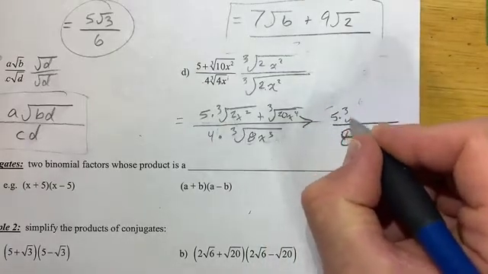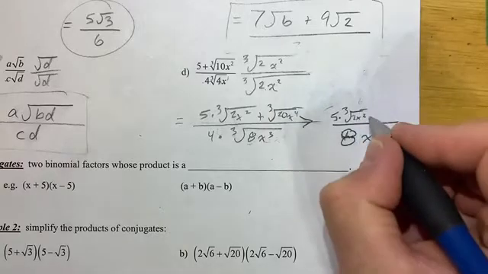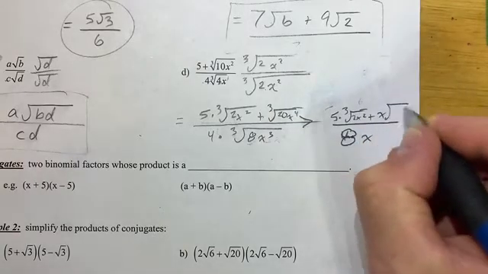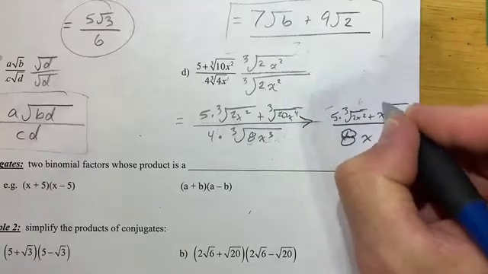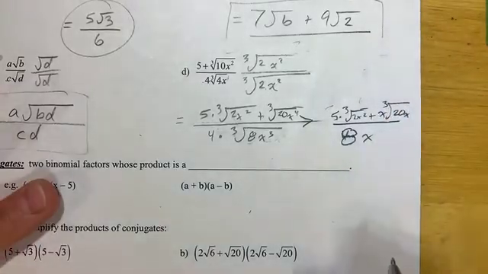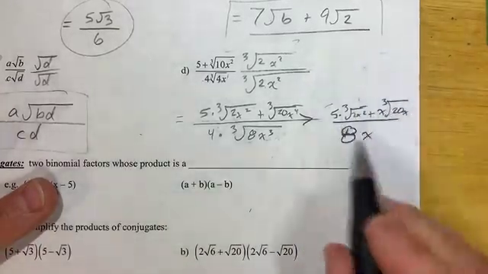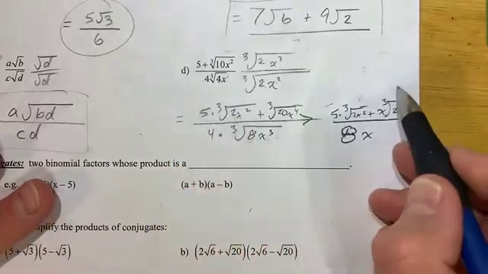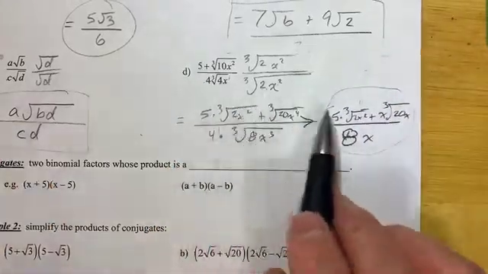5 times the cube root of 2x squared plus x times the cube root of 20x. Yikes. That is simplified. It doesn't look simplified, but this would be considered to be simplified. That's a pretty difficult question.